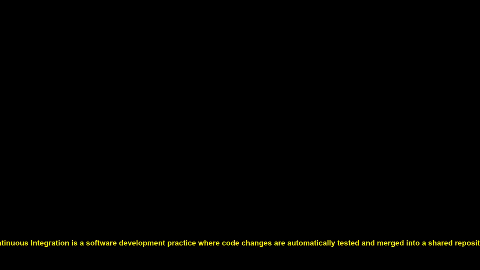Start by understanding what continuous integration, or CI, is. Continuous integration is a software development practice where code changes are automatically tested and merged into a shared repository. The first step to optimizing CI with CircleCI is to sign up for an account at CircleCI.com. After signing up, connect CircleCI to your version control system, such as GitHub or Bitbucket.